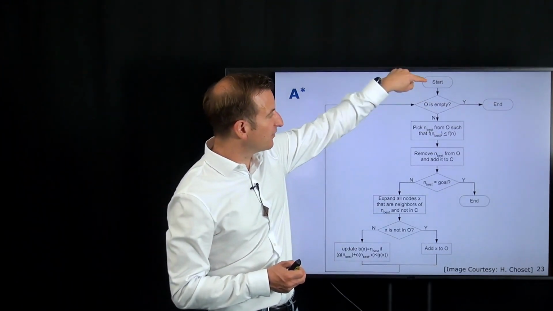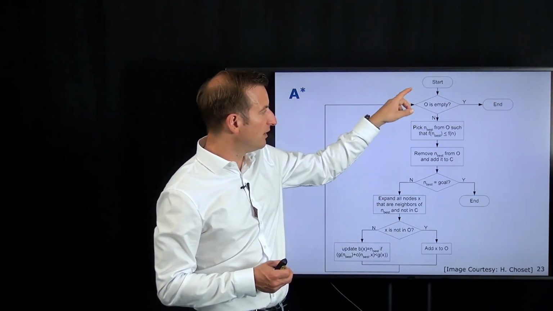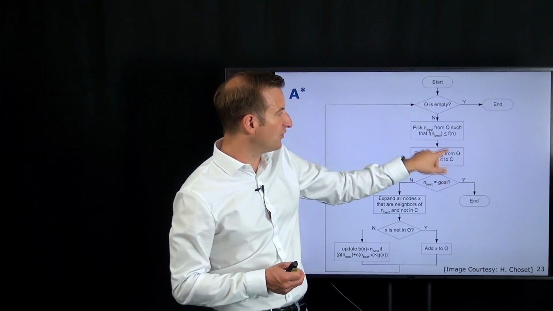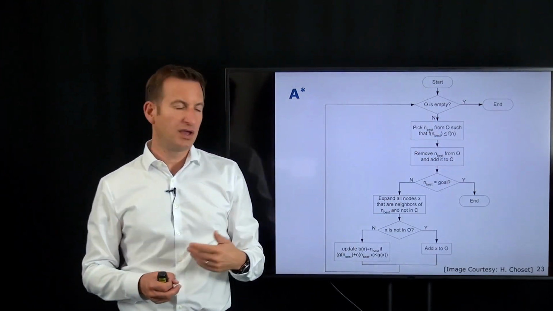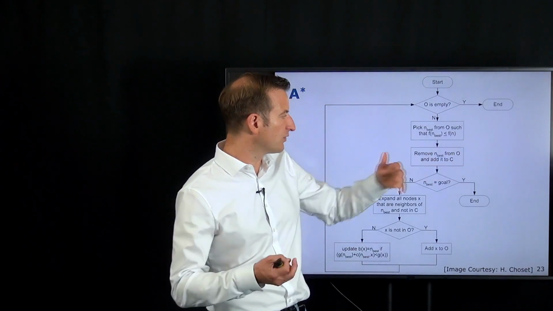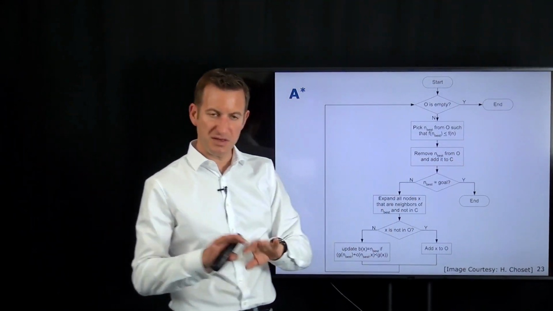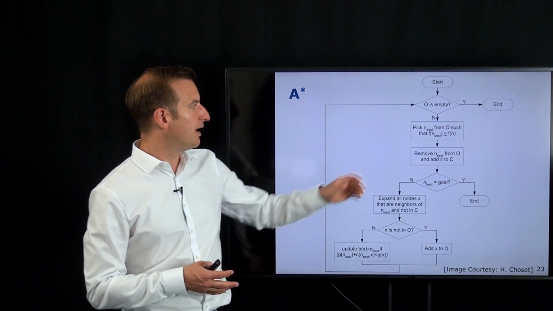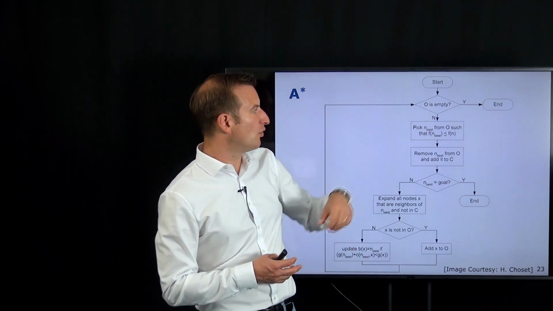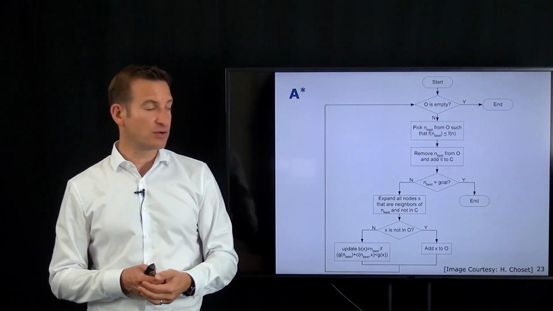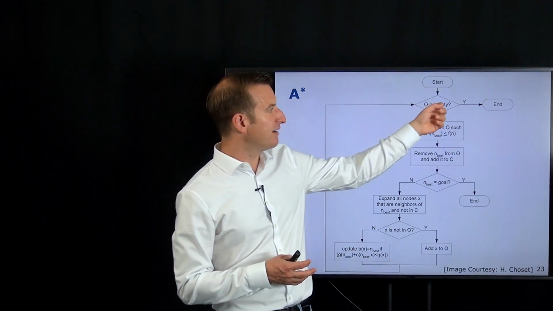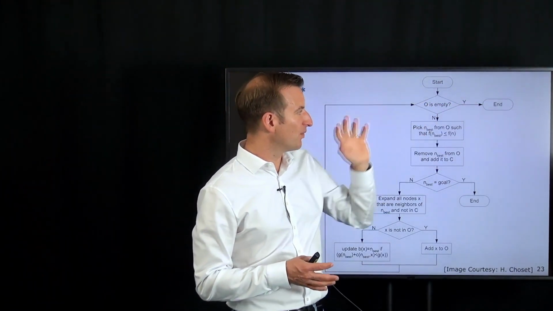So we start at the start location, and then we have 2 lists or queues, O and C. O is the open list and C is the closed or covered list. O is the nodes that we still need to take into account, C are those which we don't need to touch anymore. Initially I put my initial configuration in the open list. If it is empty, then we are done.